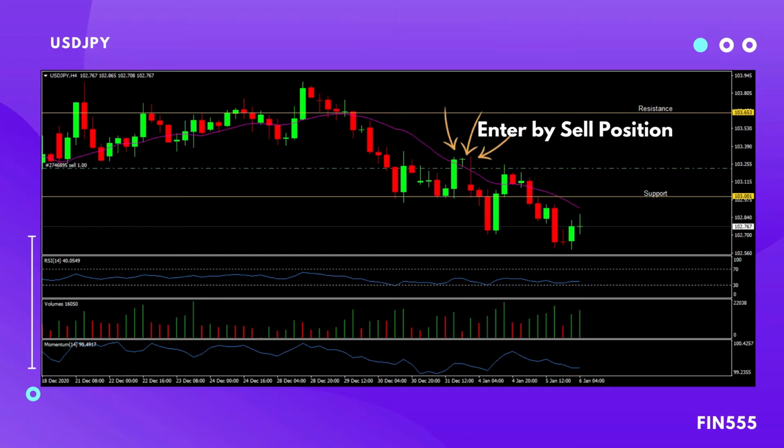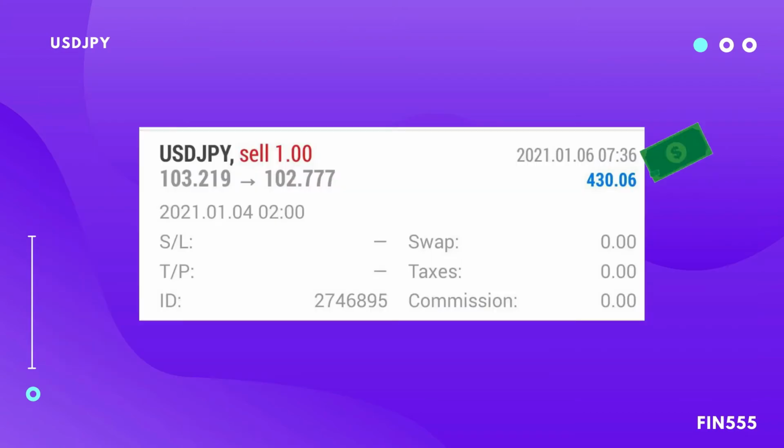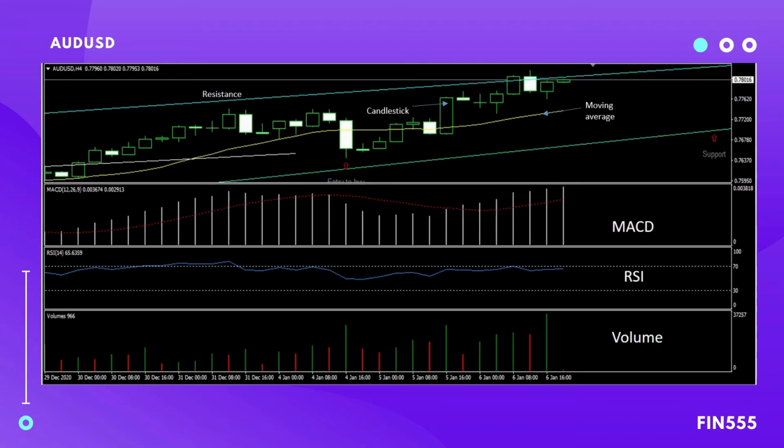As we know, there is still ample space for USD Japanese yen to decline until the next reversal occurs. As a result, a profit of $430 was realized after trading in one size from 4th to 6th January 2021. This is the Australian dollar versus USD dollar.